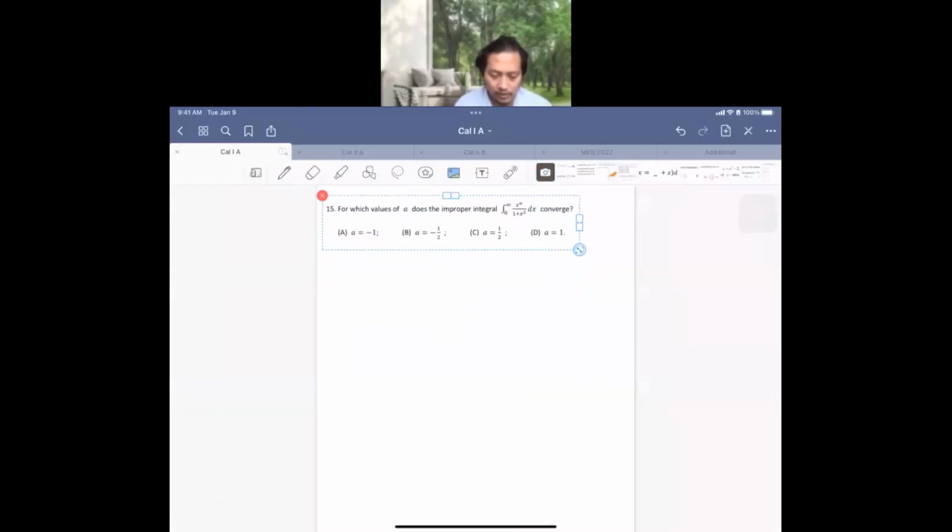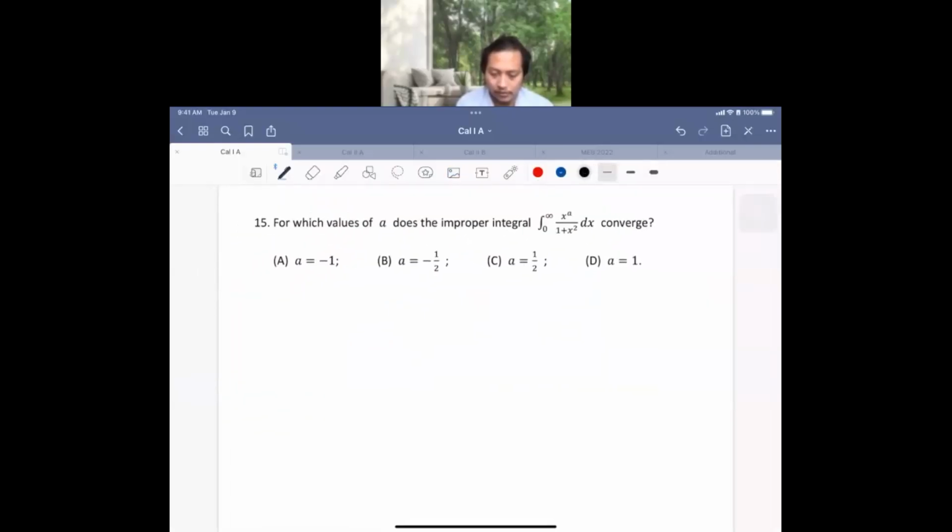Okay, this again might have multiple answers. We need to find the value of a so that the improper integral from 0 to infinity of x to the power of a over 1 plus x squared will converge.